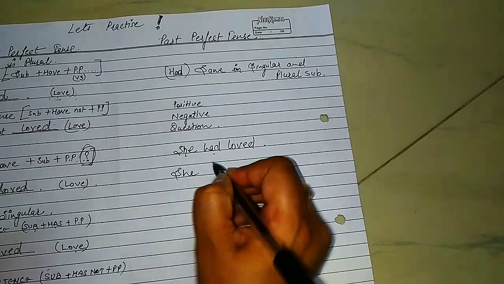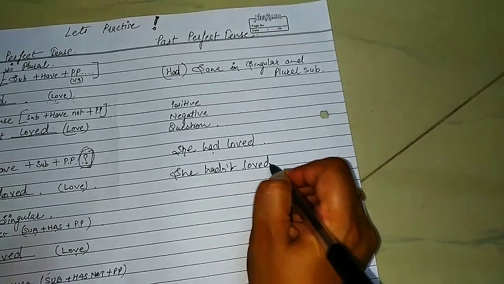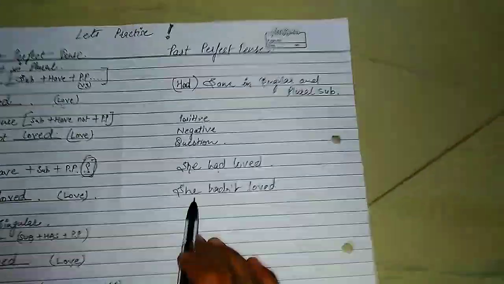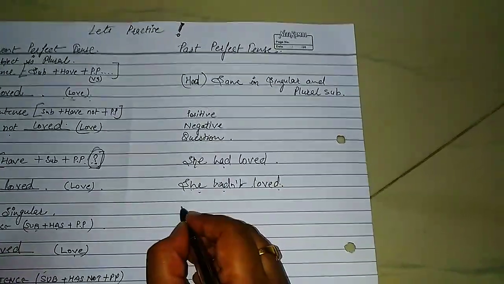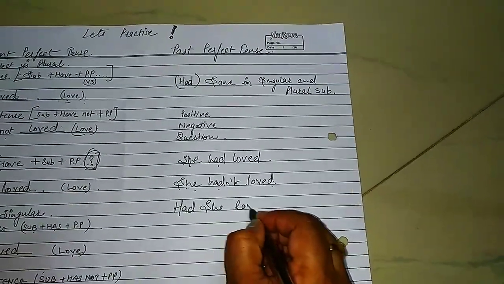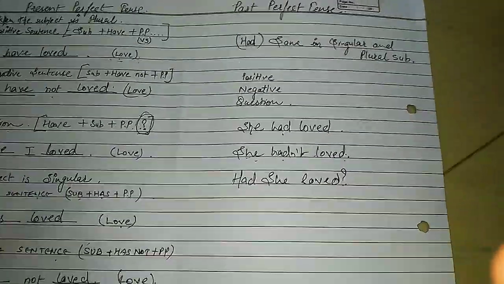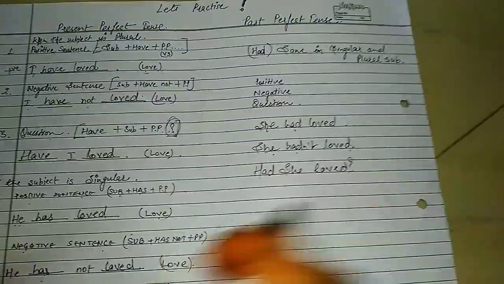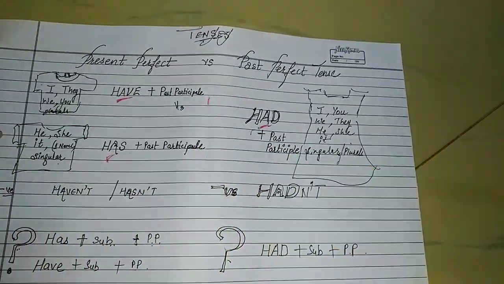Had थी. Negative sentence: she hadn't loved or she had not loved. Have नहीं यूज करना she के साथ. She hadn't loved. वह प्यार नहीं कर चुकी थी. And if you make a question, then had she loved? क्या उसने भी कभी प्यार किया था? Okay, I think children you can make by yourself. Just memorize that whenever we have the have and has in any sentence, then we have to.